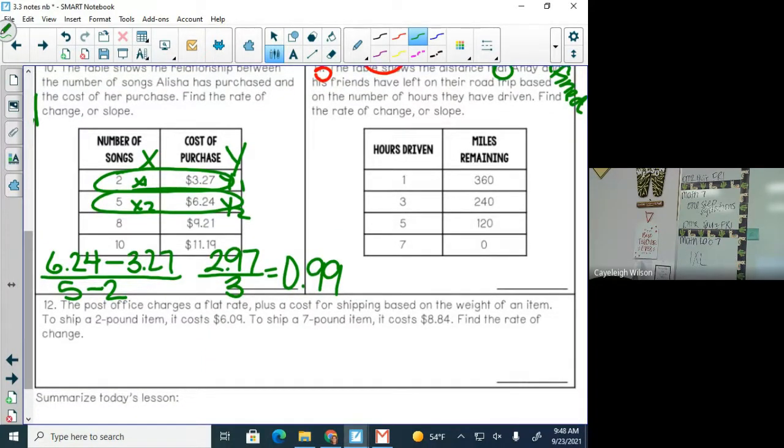What would this 0.99 mean based on the table? Franklin? The rate of change. Okay, but what would you label it based on what the table says? Dollars for the number of songs. Dollars per song. So this means that it costs 99 cents per song. If you put it as 99 over 100, that's fine, but it's still dollars per song. Anytime that it's a word problem, it's technically okay to have a decimal for a slope.